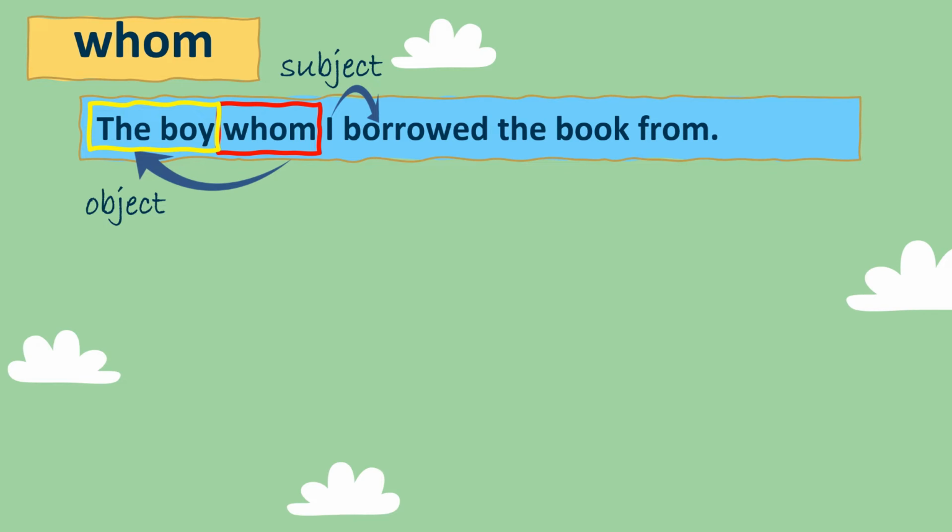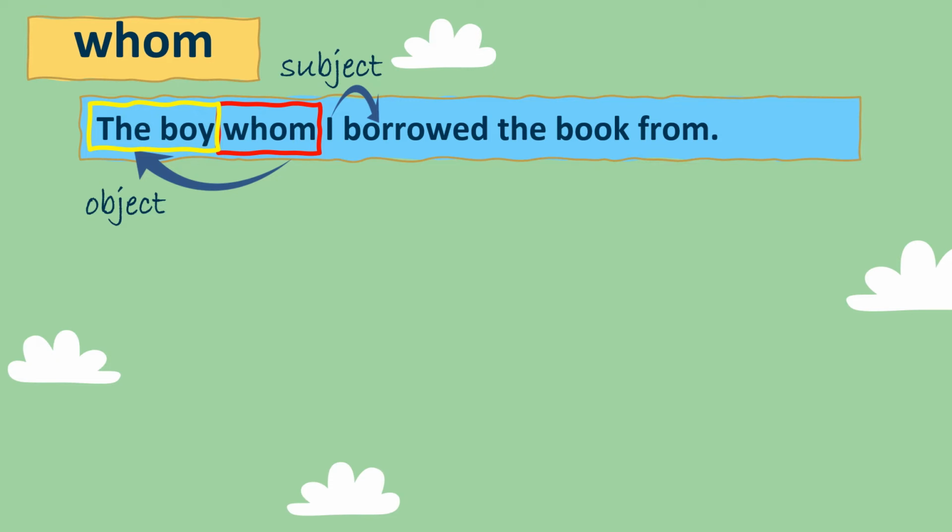I who borrowed the book. Saya yang pinjam buku. So saya yang buat perbuatan tu. So in English, if the noun is the one who is doing the action, yang melakukan perbuatan, that noun becomes the subject of the sentence.